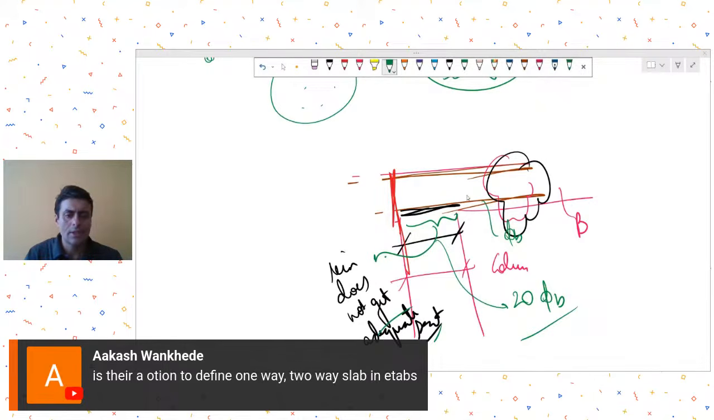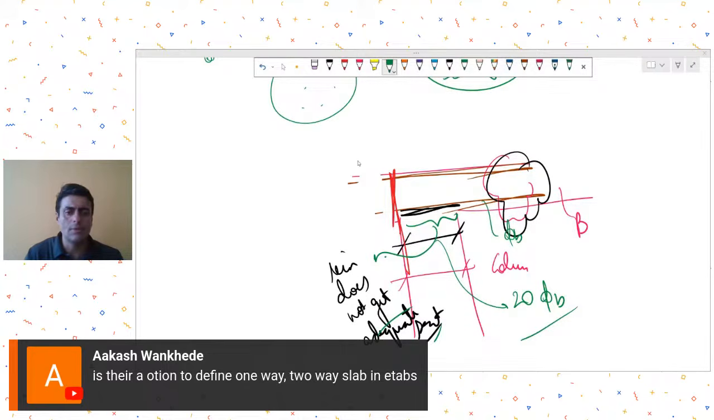Mr. Akash Wankhede is asking, is there any option to define one-way, two-way slab in ETABS? See, whenever you model any shell element in ETABS, as a default, it is not one way, two way. It will distribute load on the basis of its stiffness. So there is no direct option to define one way, two way.